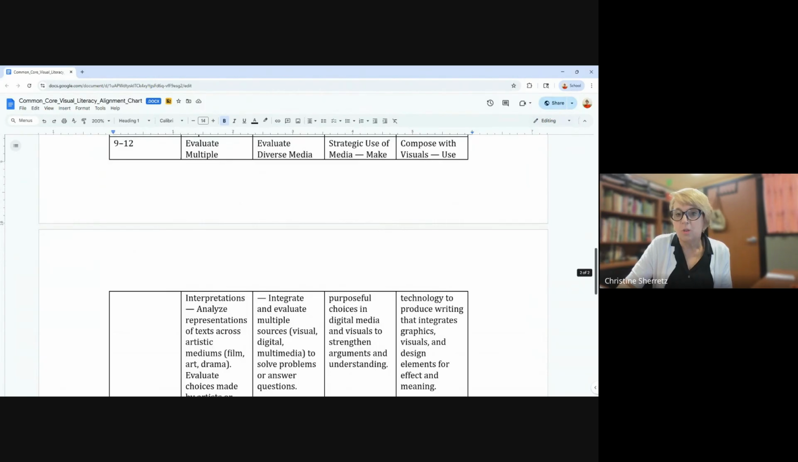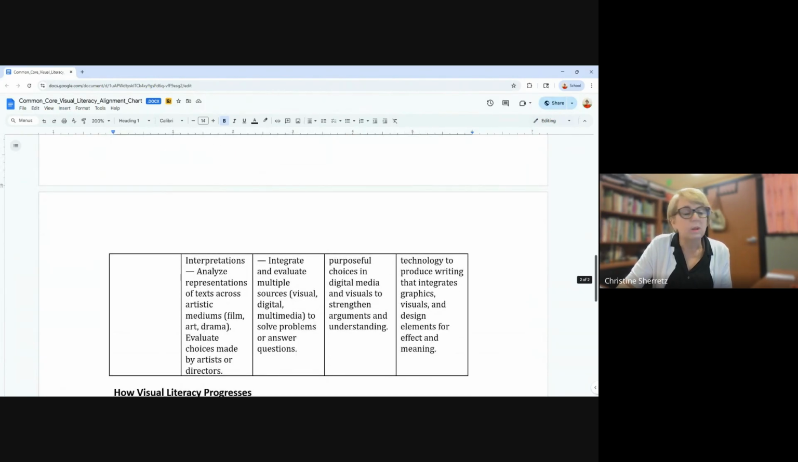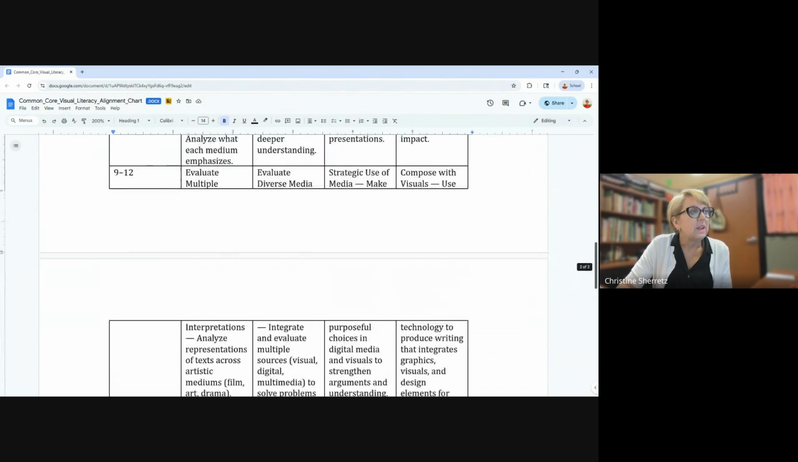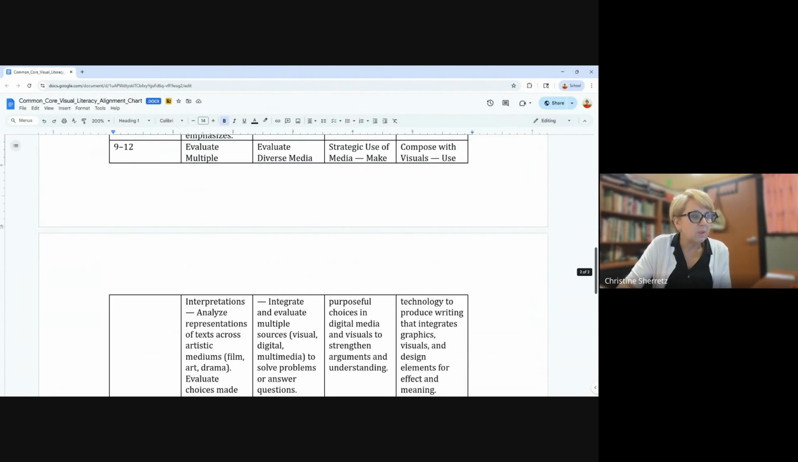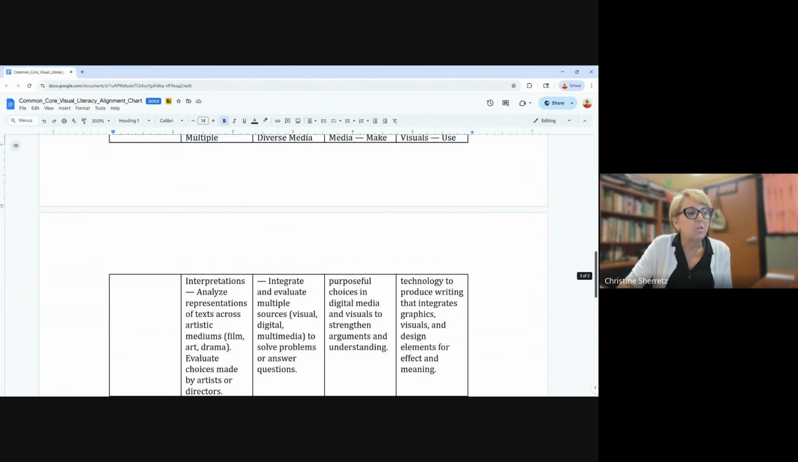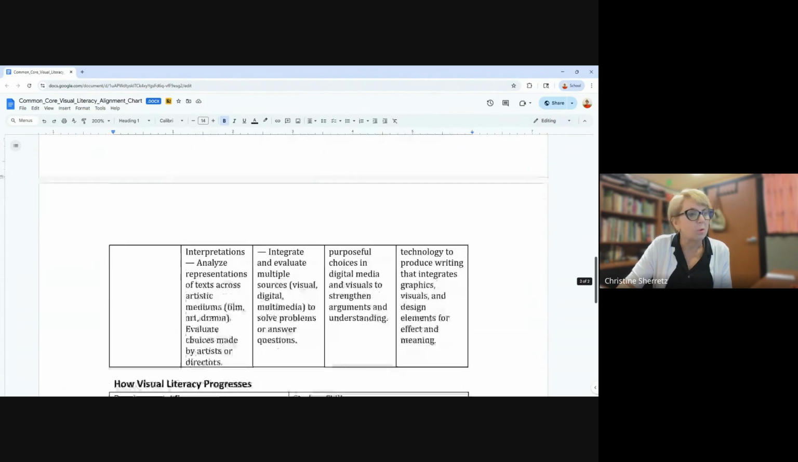And then you get to 9th through 12th grade. In literary, we want students to represent text across all mediums like film, art, and drama, and evaluate those choices that the authors made. For informational text at the high school level, we want to integrate multiple sources: visual, digital, media. We want them to use those to solve problems. In speaking and listening, make purposeful choices for those visuals to help them argue and persuade and to explain their point of view. And then in writing, to integrate those visuals in their written work.